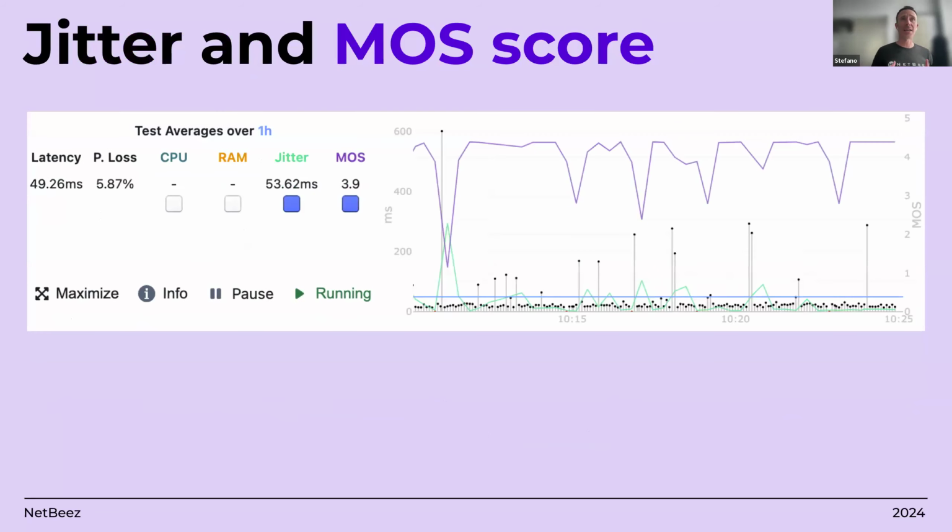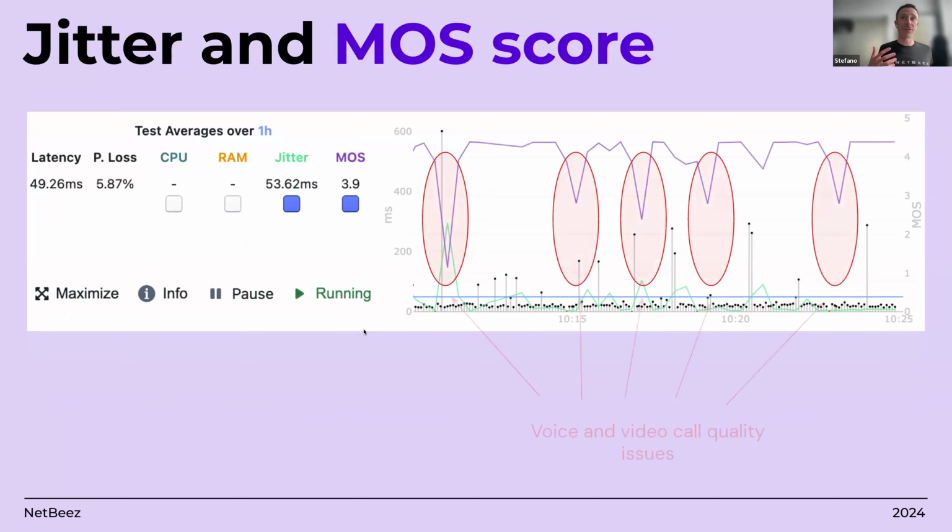Well, NetBees provide a way to also estimate what is the end user experience, say if you're using a voice or video application like Zoom or Microsoft Teams. So you can see that in this case, I plotted the jitter and MOS estimate on top of that network performance data. And now I can clearly identify that in this time window of 15 minutes, the user suffered at least 5 events that drop the voice and video call quality.